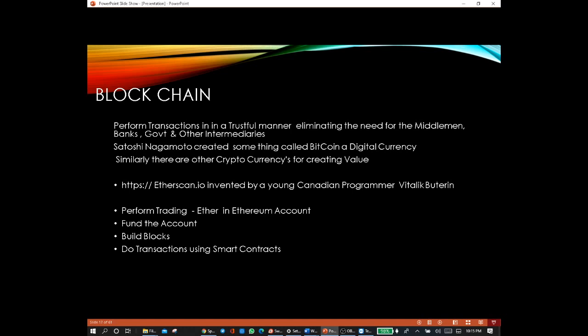Similarly, there are also other cryptocurrencies which are coming up. The second one that I know is Ethereum, which was invented by a young Canadian programmer, Vitalik Buterin, and mainly these are the two currencies which are very popular. The purpose of these cryptocurrencies is, when somebody does a value add for me, like when we used to read stories, when a king was very happy, he would give gold coins.